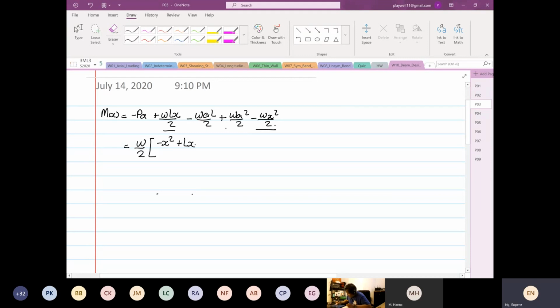And then you have minus AL plus A squared, minus PA. Right. So what you can see down here, if you look at this expression over here, this is a second order, right? Look at it. So this is a second order polynomial equation.